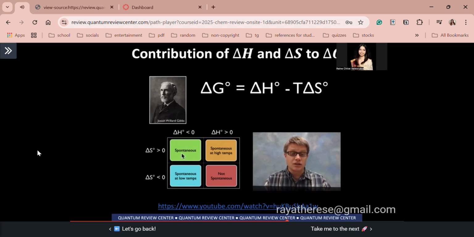And so it totally makes sense, this grid right here. If you have a decrease in this number, that's a negative value. And if you have an increase in entropy, so our delta S is going up, since we're subtracting it, that's going to give us a negative value.